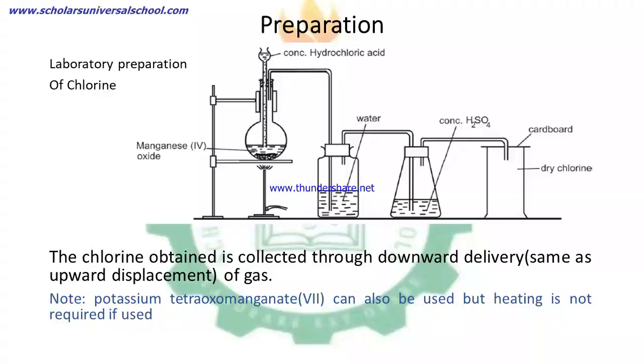Now, let me explain some important things about this diagram. After the heat is applied here, and the mixture of chlorine gas and hydrogen chloride gas is produced, the mixture is passed through this pipe and directed into the water in this beaker, just to dissolve all the hydrogen chloride gas produced. Because hydrogen chloride gas is very soluble in water, while chlorine gas is moderately soluble in water.